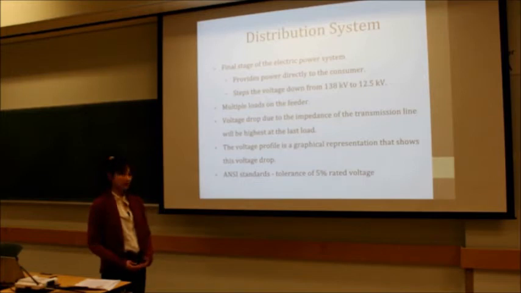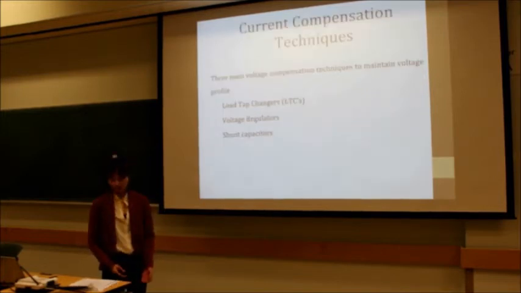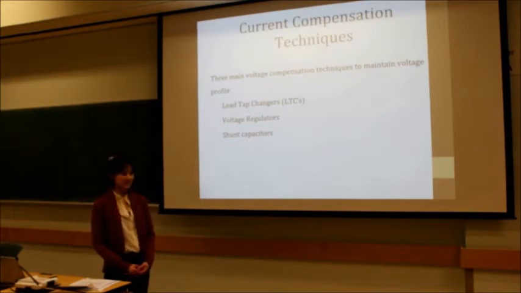The voltage profile is a graphical representation that shows this voltage drop. According to the American National Standards Institute, there is a tolerance of 5% voltage drop. This means that the voltage cannot dip below 0.95 per unit or rise above 1.05 per unit anywhere on the distribution line.